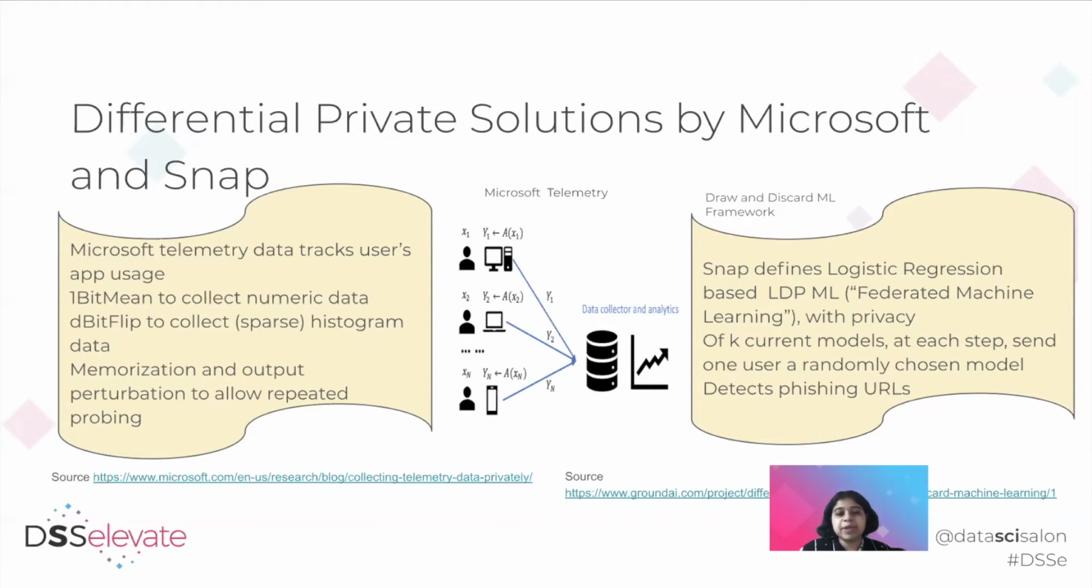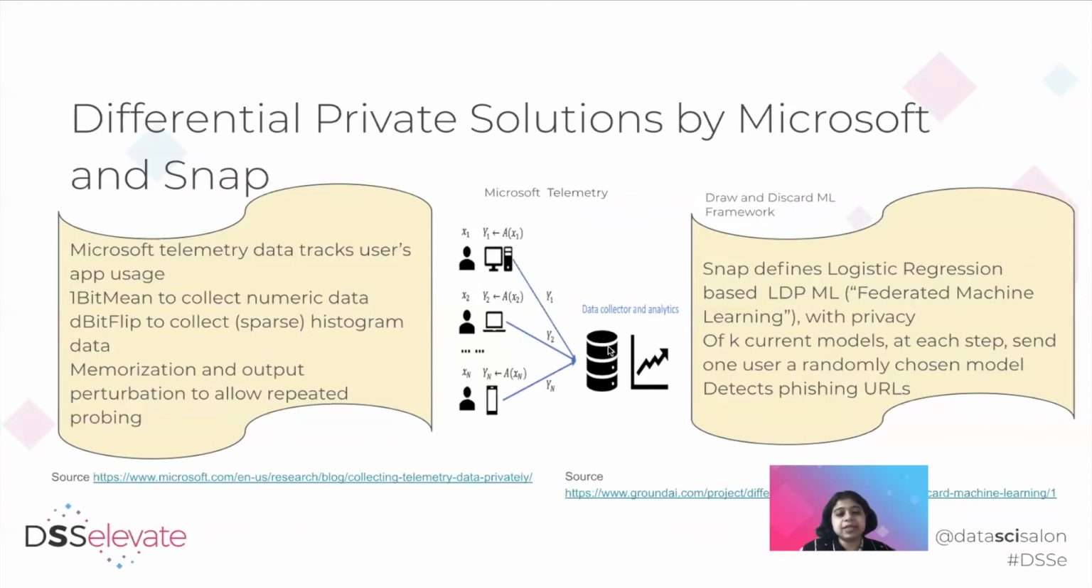Similarly, Microsoft has also used the Microsoft telemetry application that tracks data of users' app usage. It used two different techniques: one is 1BitMean to collect numeric data, and dBitFlip to collect sparse data, which is not so frequent, to build histograms. And those are all at local differential privacy again, where you can see here that it's getting captured, and there is an amount of noise getting added at the data collectors at the source.